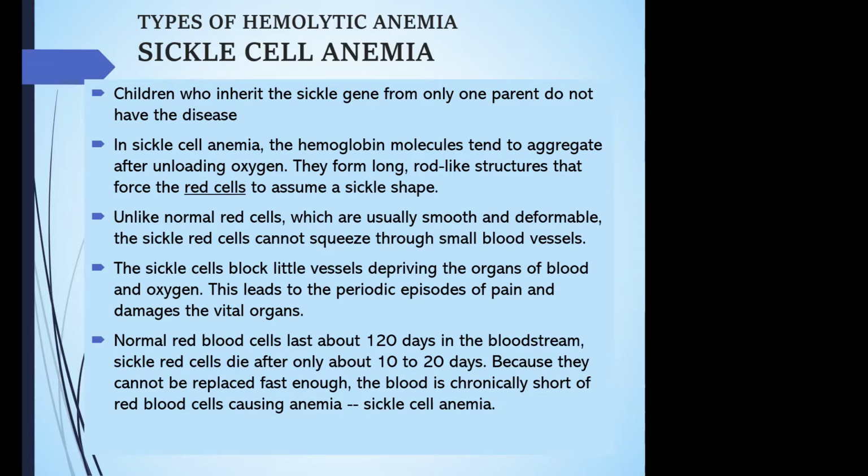Normal red blood cells last about 120 days in the bloodstream, but sickle cells die after only about 10 to 20 days. So we can compare that in a normal person, cells can survive for 120 days, but in a person suffering from sickle cell disease, their RBCs can survive only 10 to 20 days because they cannot be replaced fast enough. The blood is chronically short of red blood cells, causing anemia, and the condition is known as sickle cell anemia.